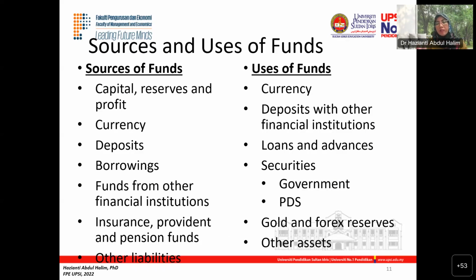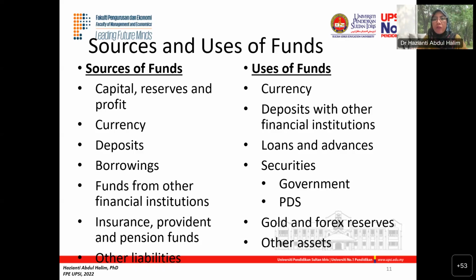You can go to your financial statement of the banks. Contoh, let's say your assignment is on Maybank or Public Bank or Standard Chartered. So you can go to the financial statement and tengok dalam financial statement itu apa dia punya bahagian asset dia ada apa, bahagian liability dia ada apa.